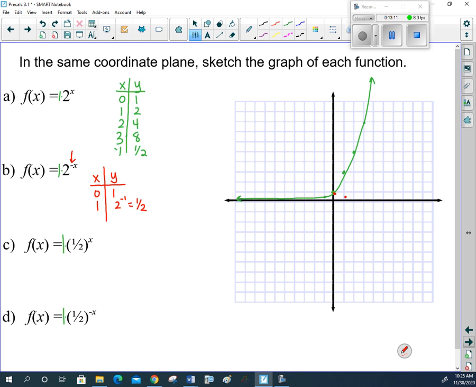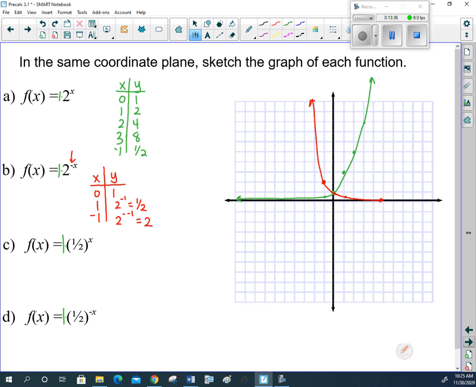Let's see what happens on the other side. Let's put negative 1 in. So 2 to the negative 1, right? That flips. So that's going to be 2 to the 1, so that's 2. So right here. So yep, this graph is going to go like this. Okay, that's going to be a decay.